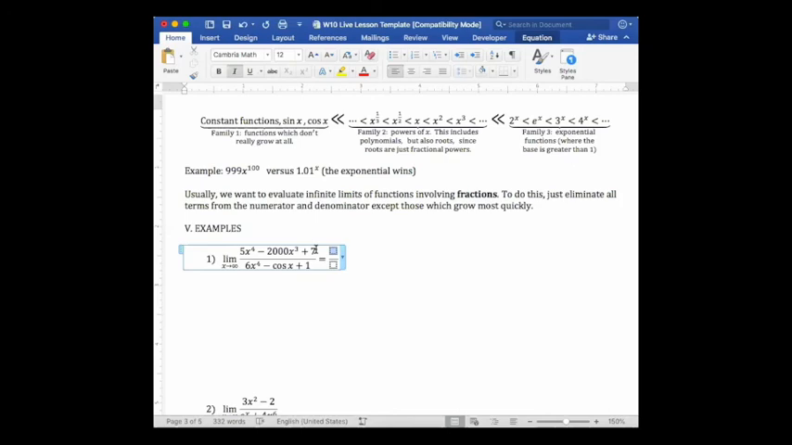The 5x to the 4th. Yeah, it's a power function. I mean, this is a constant function. It doesn't grow at all, right? It's the power function that's got the highest exponent. That's going to be the one.